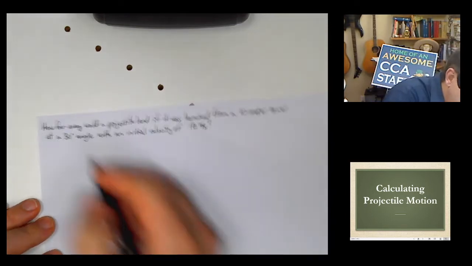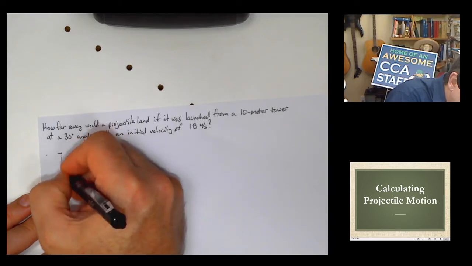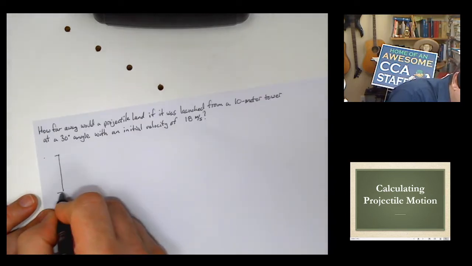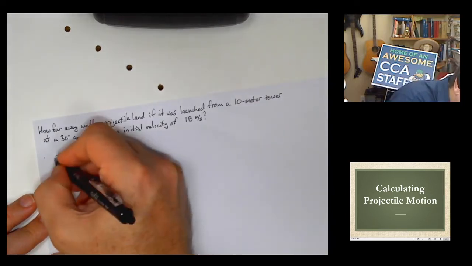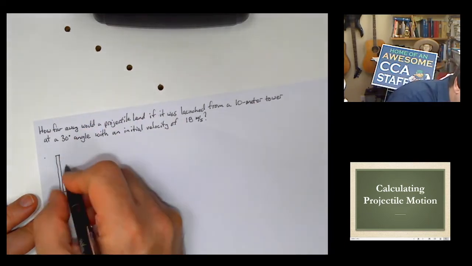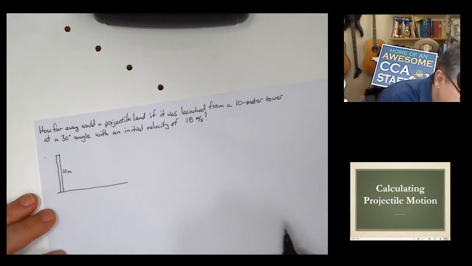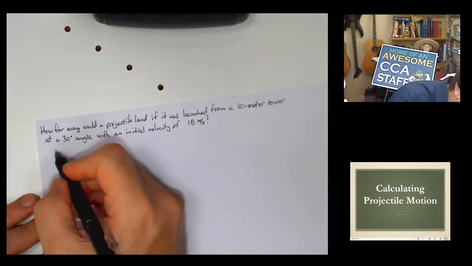All right, so let's start by drawing this. So we're going to draw, here's our little tower, and then there's our ground. We'll make that a tower. So that tower is how tall? It's a 10-meter tower. It's really important to draw things out so that you get a sense of what's going on.